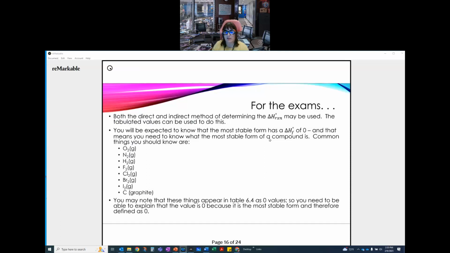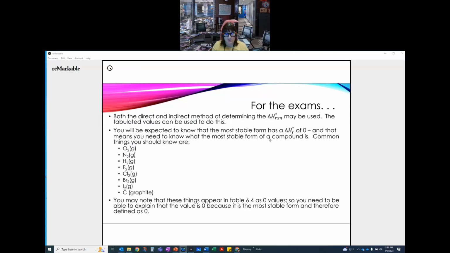For your exams, both the direct and indirect method of determining delta H may be used. Tabulated values can be used to do this. You will be expected to know that the most stable form of an element has a delta H, not F, of 0. And that means you need to know what the most stable form of an element is. Common things you should know: O2, N2, H2, F2, Cl2, Br2, I2, and C graphite. Those are the ones I expect you to know, because you may not see those in those tables. I expect that you know that those will be 0.